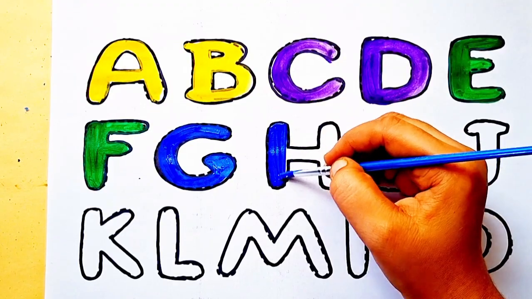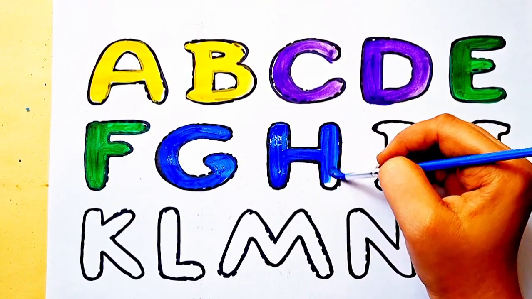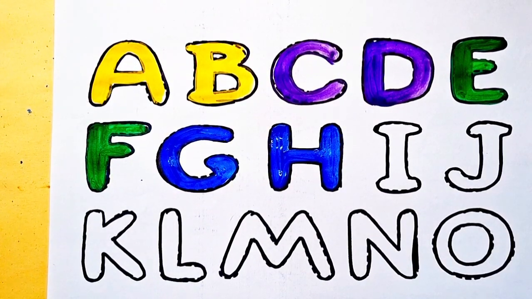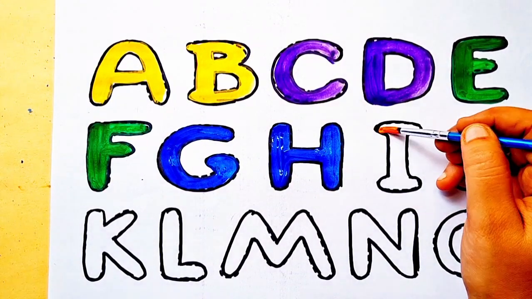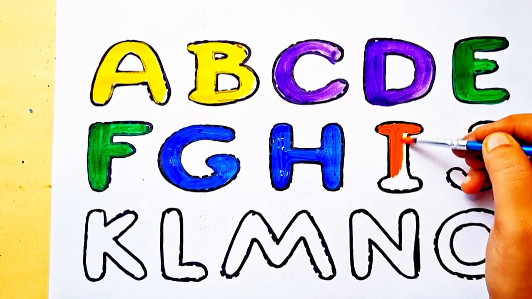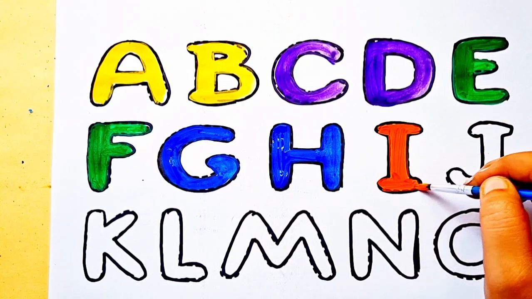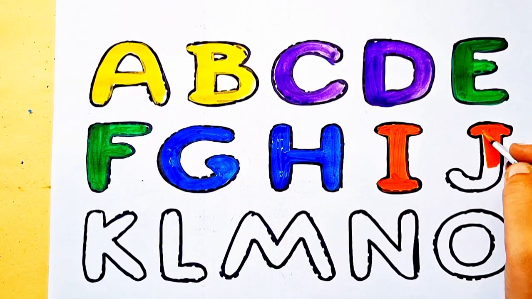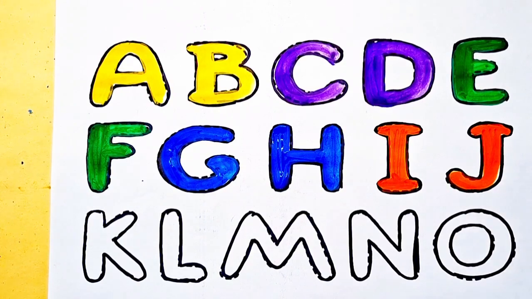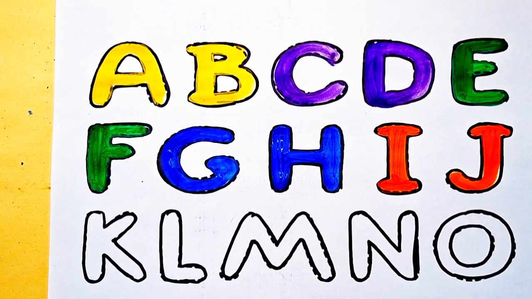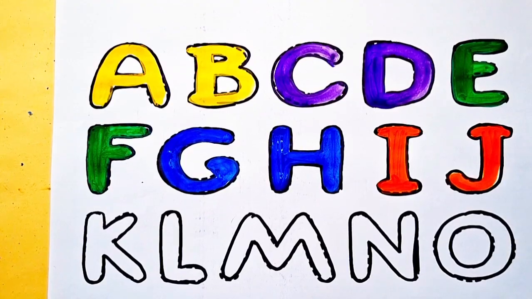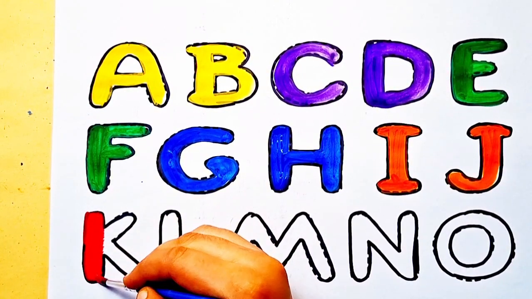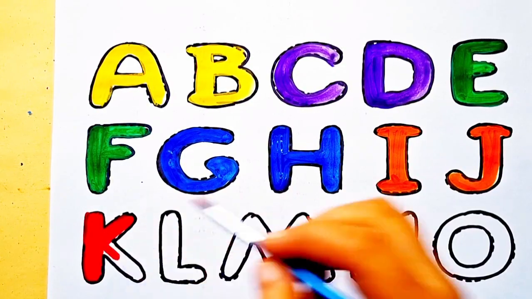H, H for hand. I for ice cream. J, J for joker. K, K for kite.